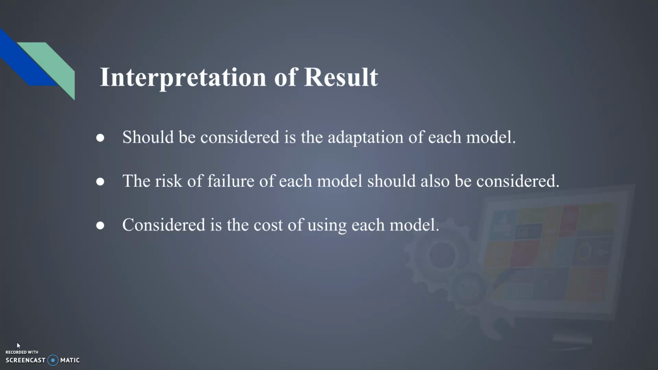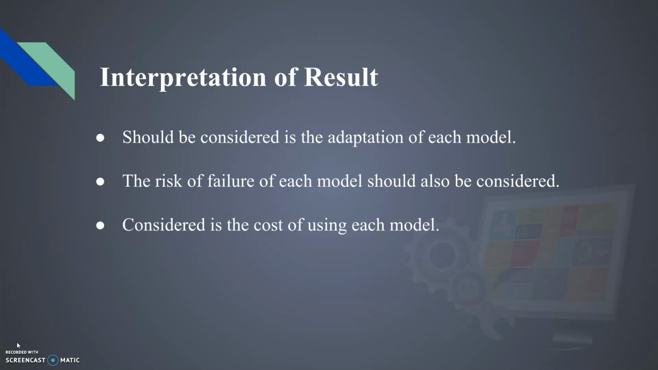To decide which model is suitable for the project, the first thing that should be considered is the adaptation of each model. The prototype model and agile model are more flexible and more suitable for software projects with changeable requirements. Secondly, the risk of failure of each model should also be considered. The prototype model and agile model are interactive models which provide more testing and less chance of failure. It allows developers to interact more with the user.